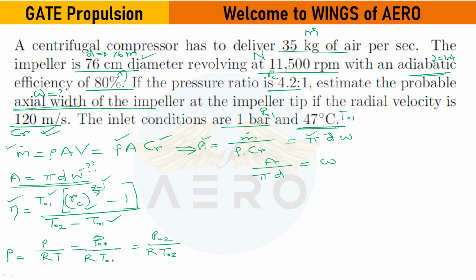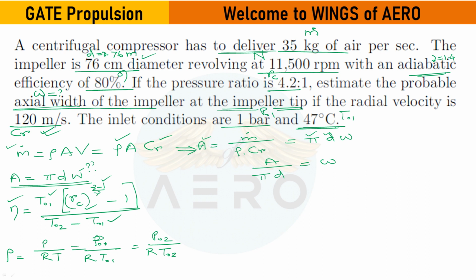No. No, they have said centrifugal compressors delivered this much. Delivered means it's not saying entering with this much mass flow rate. It's moving across. And we are finding the probable axial width of the impeller at the impeller tip. They have not said at the eye. They have used at the impeller tip, that means at the exit. They want the answer at the exit. Again, one more important point to note down: at the exit.